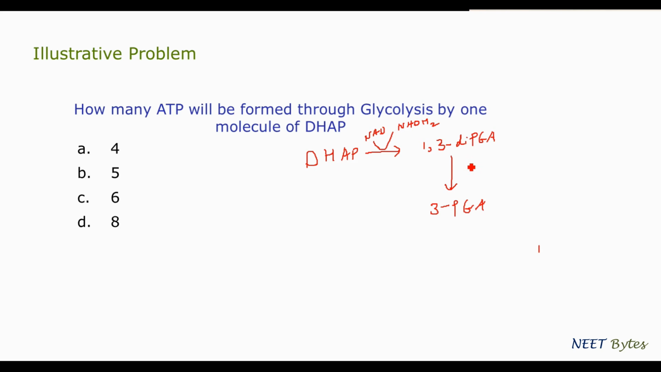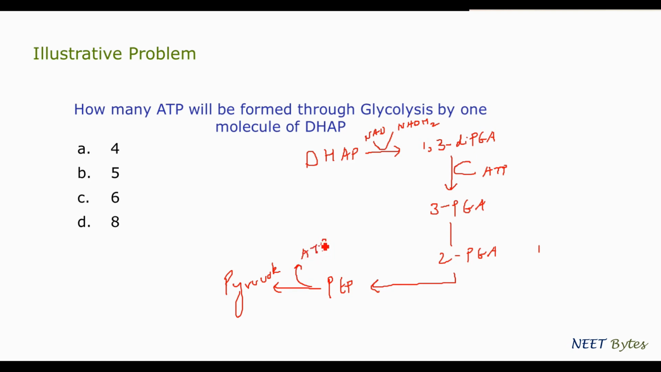Here again 1 ATP is going to be released. 3-PGA is going to convert into 2-PGA. 2-PGA will get converted into PEP, and PEP will be converted into pyruvate. Okay. So here also 1 ATP is actually being formed. So what is the total number of ATP? So this is 1, this is 2, and this is actually capable of forming 3 ATP, right? Where? In the electron transport system.